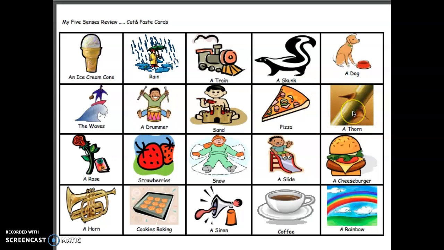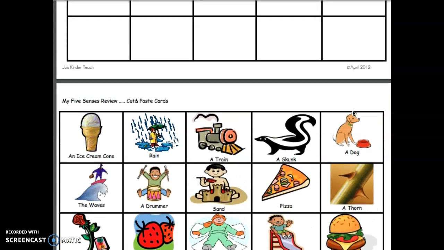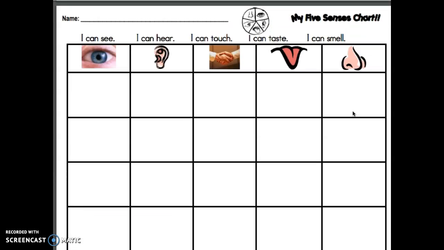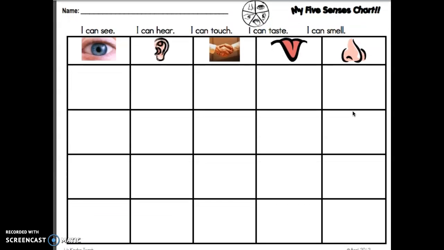How about a thorn? Ooh, a thorn like on a rose. Which sense does a thorn go best with? Smell? Well, I guess you could smell a thorn, but which category does it fit in the best? Did you say touch? You're right. I would put a thorn there. Can you do the rest on your own? Good luck.